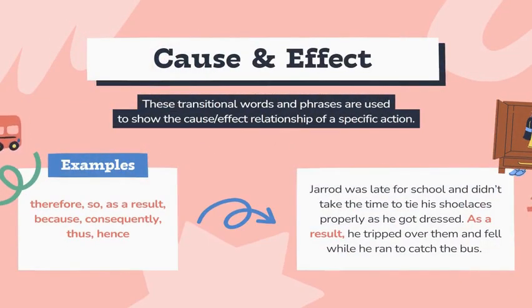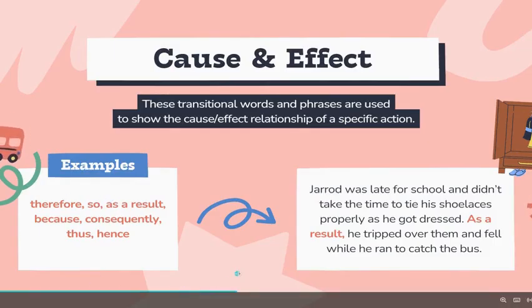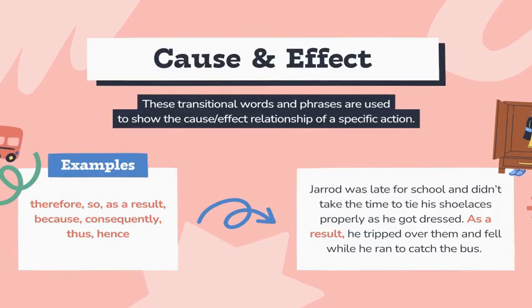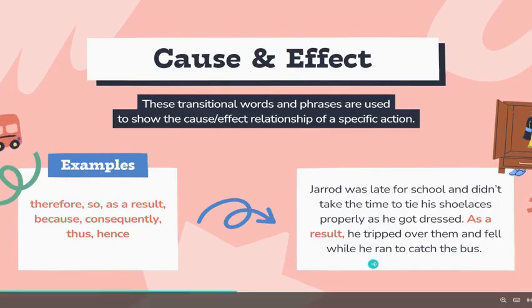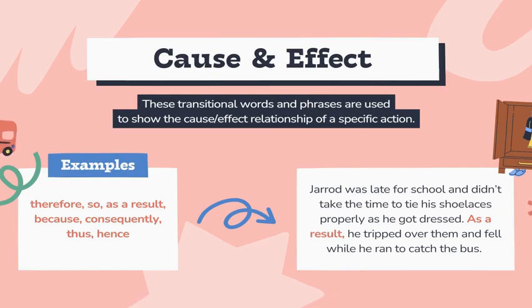Cause and effect. These are the ones that are circled in blue and that you'll use to introduce your elaboration. Words like therefore, so, as a result, because, consequently, thus, and hence. So we have our sample over here. Jared was late for school and didn't take the time to tie his shoelaces properly as he got dressed. As a result, he tripped over them and fell while he ran to catch the bus. Poor Jared.